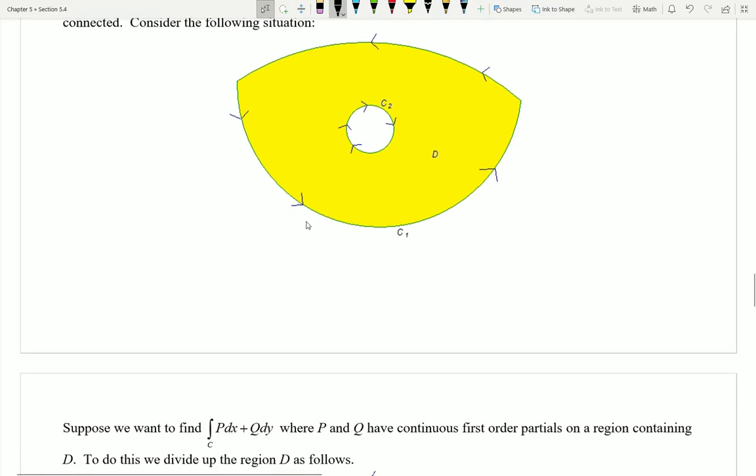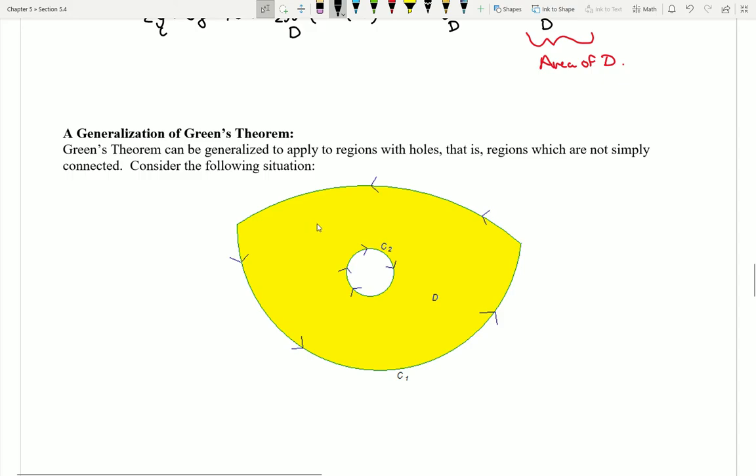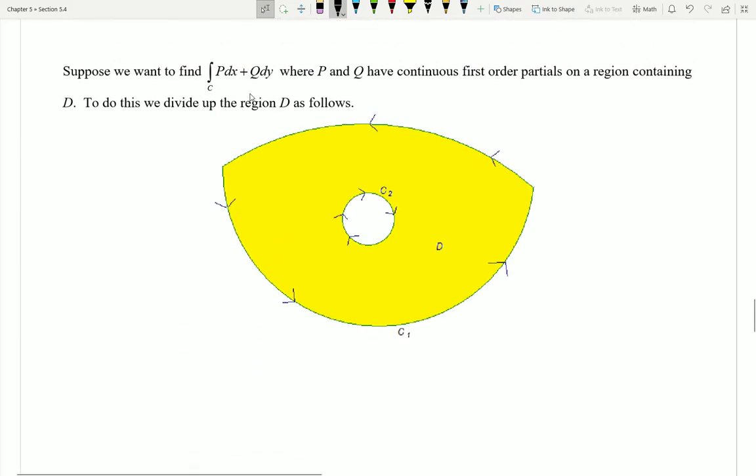What we want to do is figure out how I could determine if Green's theorem applies here. So on the next page I'll say, suppose that we want to find this line integral, where P and Q have continuous first order partials on a region containing D. To do this, I'm going to divide up our region D as follows. Let's suppose I grabbed something right here and went straight across like this. And then I did the same sort of thing here. I just draw a straight line and cut right across this.